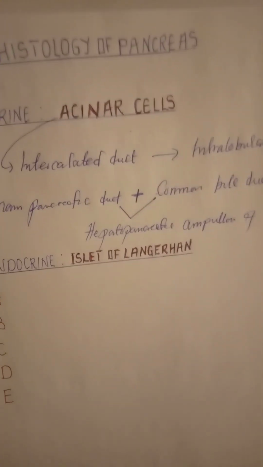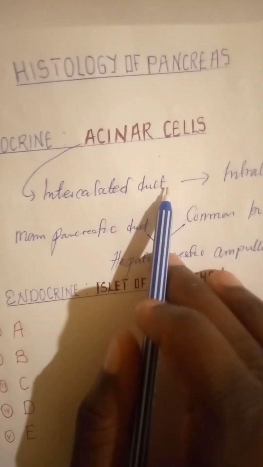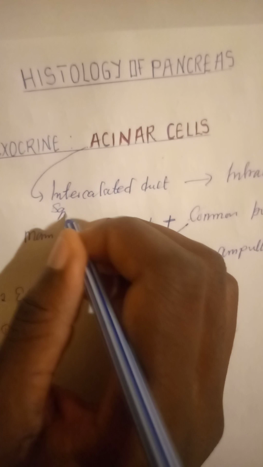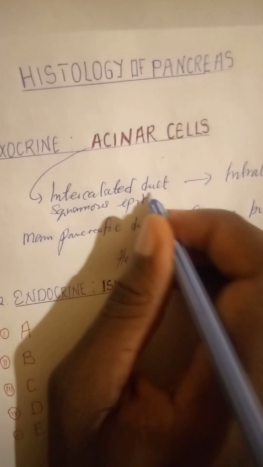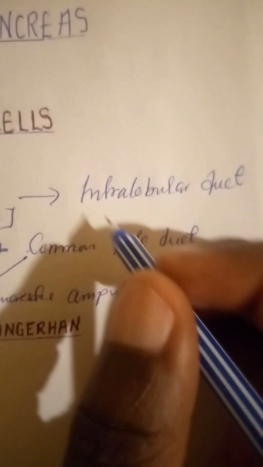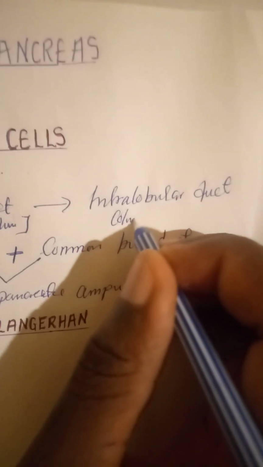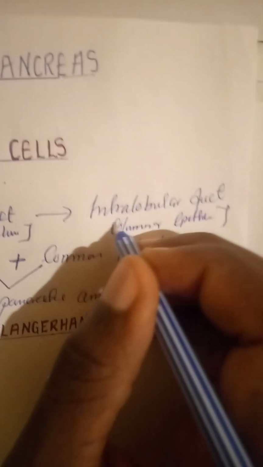Of importance here, you should notice that the intercalated duct is basically lined by squamous epithelium. So you need to take note of this. This is histology. So squamous epithelium, and when we talk about the intralobular duct, this one is lined by columnar epithelium. You need to take note of this.